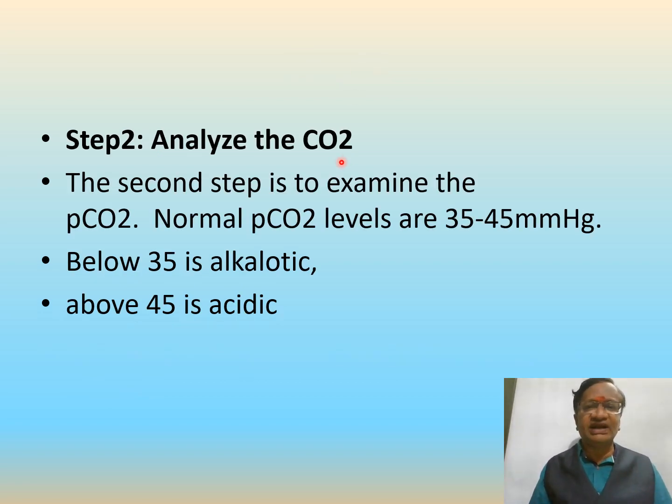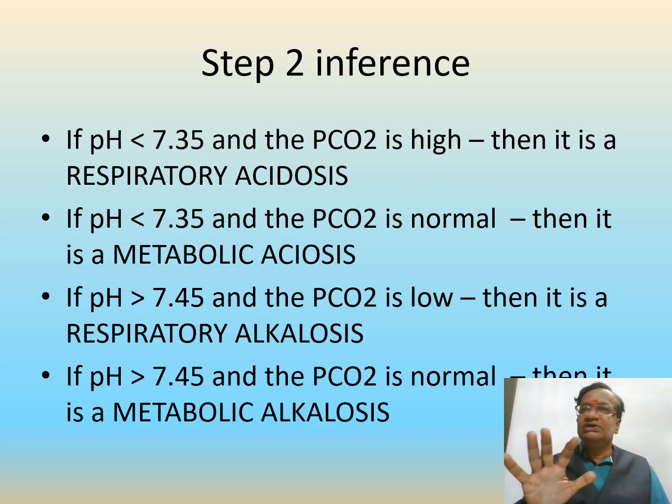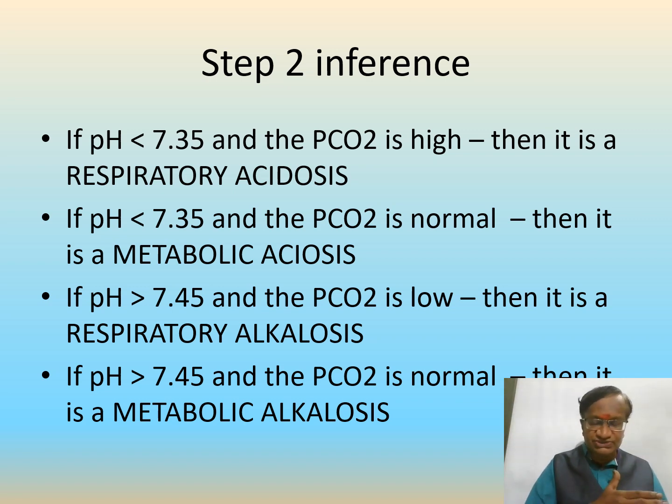Now step 2, analyze the carbon dioxide. Carbon dioxide is normally around 35 to 45, 40 or something like that. If it is around 28, it is alkalotic. If it is more than 45, it is acidic. Then we go to bicarb. Bicarb is around 19 to 24. Below 18, it is acidosis. Above 25, it is alkalosis.